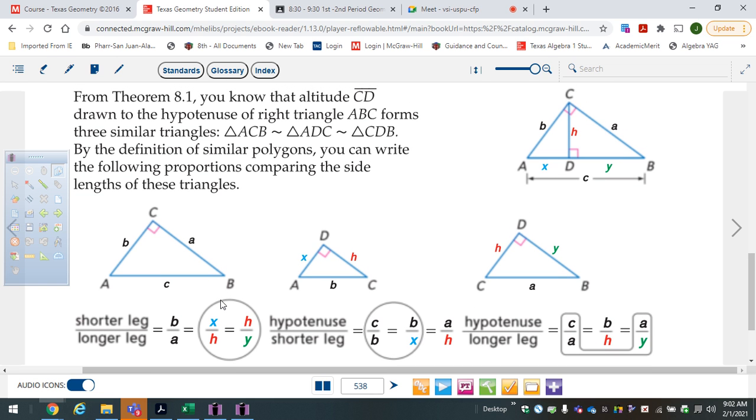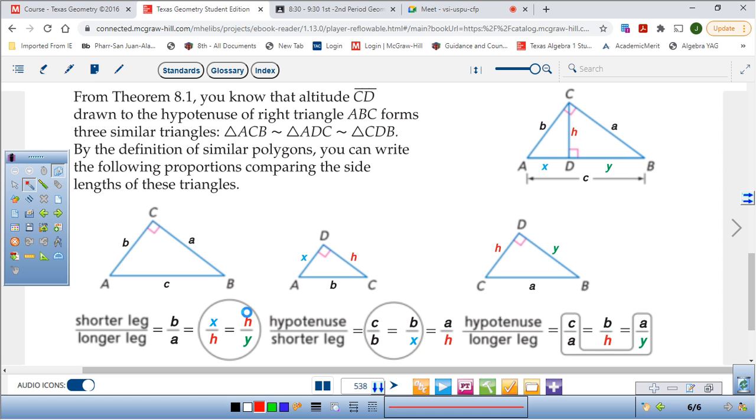Pretty cool, right? If you compare the shorter legs to the longer legs, look what happens here. If you compare the hypotenuse to the shorter leg, look what happens here. If you compare the hypotenuse to the longer leg, look what happens here. What I'm saying is look at the geometric mean idea happening here. Do you see the geometric mean? This is like your x, and this is AB. Pretty cool, right?